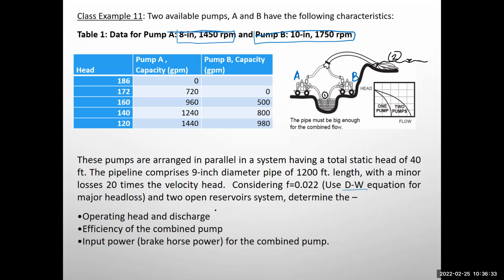Again, determine the operating head and discharge, Q and H, the efficiency of the combined pump, and the input brake horsepower for the combined pump. The same thing, but this time they are connected in parallel and we will see how much that affects the efficiency and the power, okay? Now in your copy, you already have the system curve calculation because it's the same thing. So I thought maybe I would spend more time on finding the results.